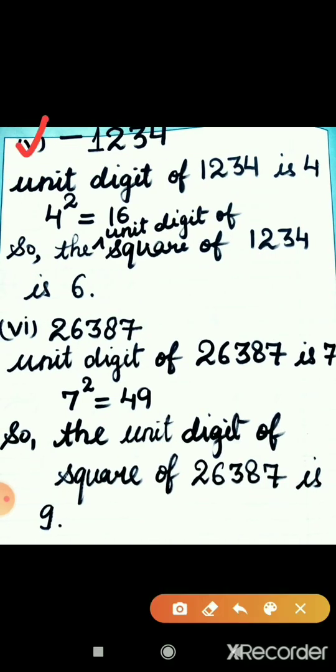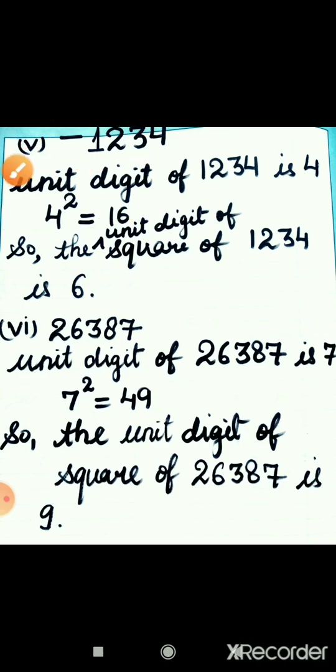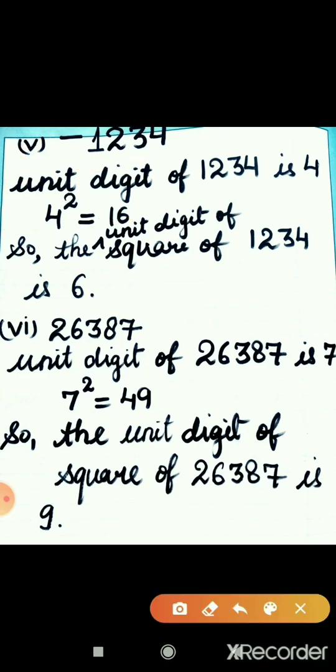Fifth part, 1234. Unit digit of 1234 is 4. Square of 4 is equal to 16. So the unit digit of square of 1234 is 6.